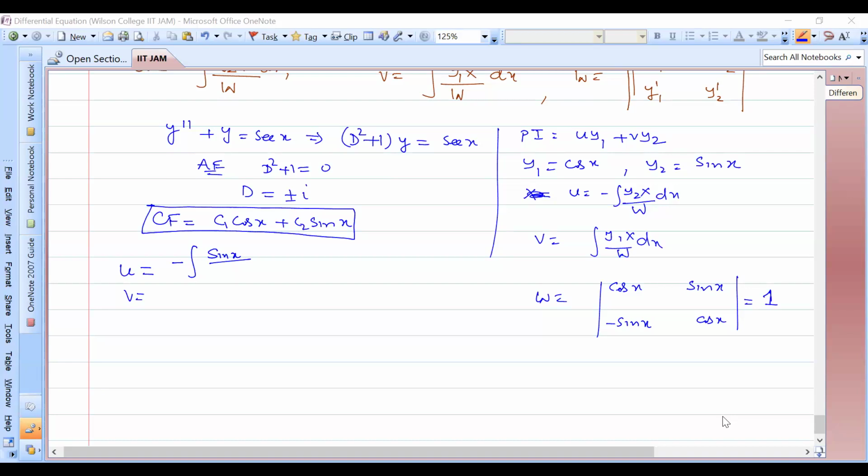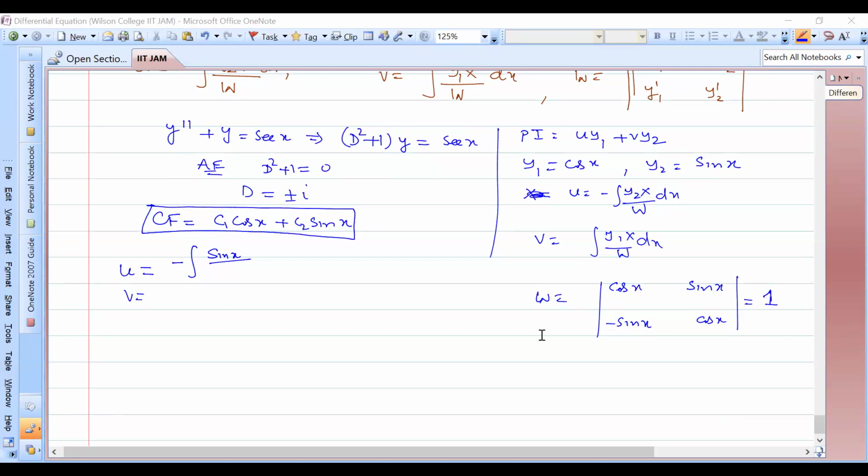Do you want more sums on that topic? Yes, sir. One more sum, or is one problem sufficient? One more, sir. Okay, so here I'm writing another sum.